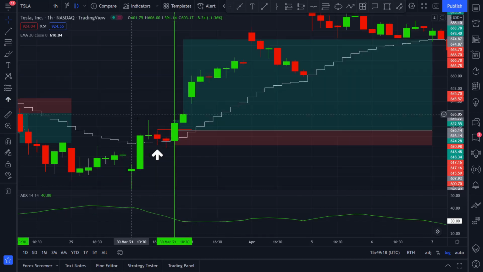Now the next step is to find the high point from which the pullback initially started. So this candle's pullback started from this candle's high.